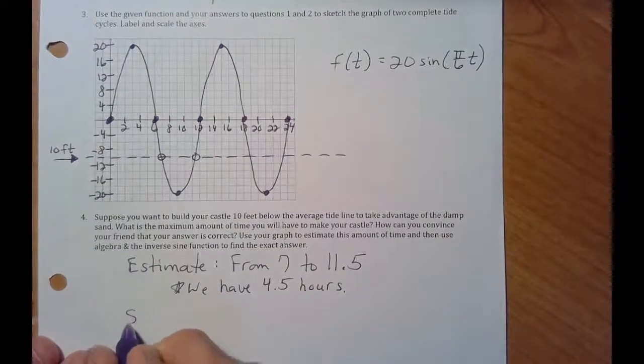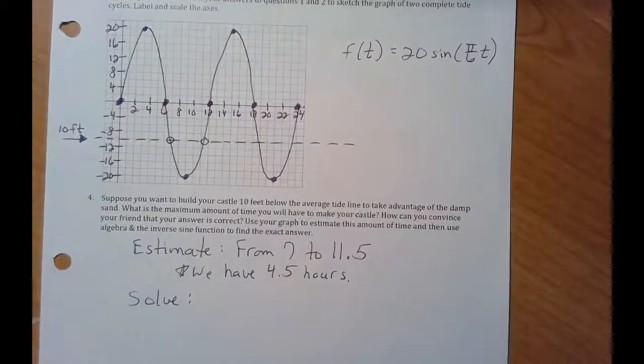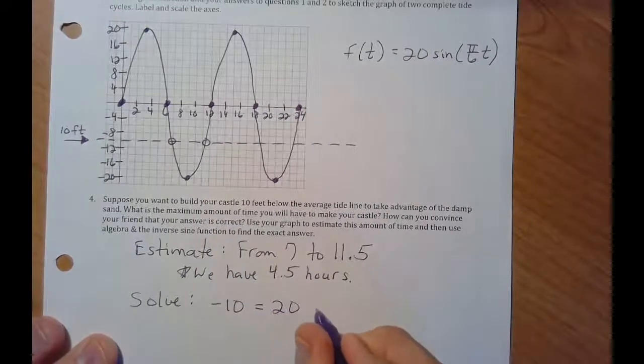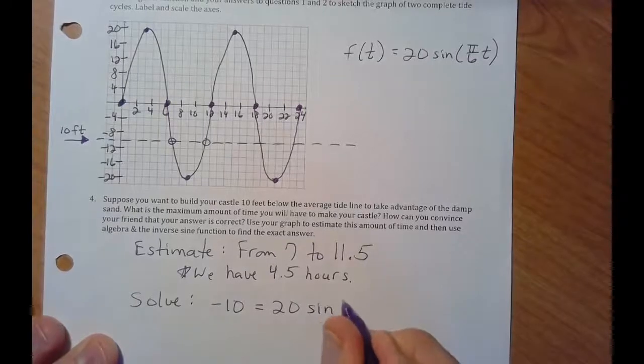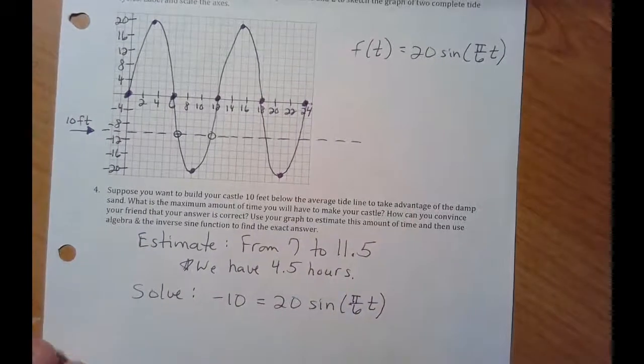I really want to go through and solve this equation though, and that's going to be more accurate. So my equation is, when is our tide going to be at -10? So we have -10 equals 20 times the sine of pi over 6t. And they want us to go through and solve that.